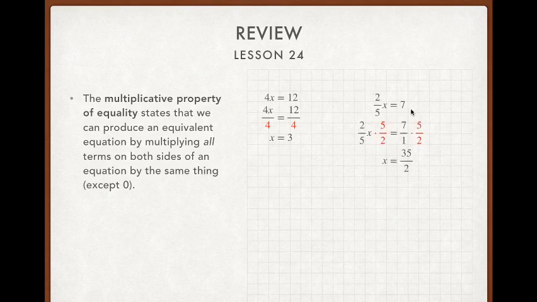2/5 x equals 7. Again, we can undo multiplying by 2/5 by multiplying by the reciprocal, 5/2. So that'll cancel out, leave us with just x on the left. 7/1 times 5/2 on the right gives us 35/2.